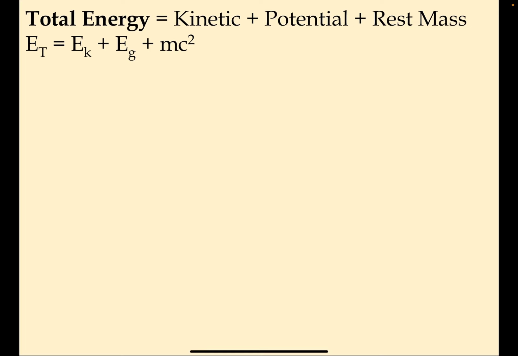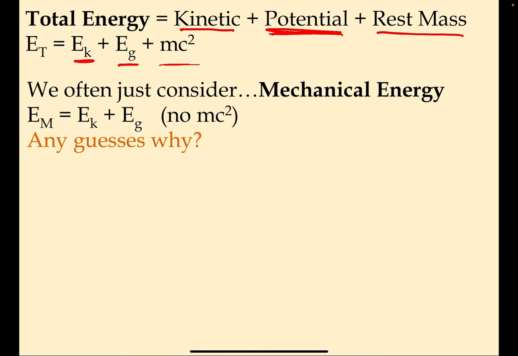Our total energy then, remember we said there are three broad forms of energy: kinetic, potential, and rest mass. The total energy that any object has is made up of kinetic, here's gravitational potential. We did discuss how there are other forms of potential, but for our purposes, we're just going to consider gravitational. And then we've got this rest mass energy here.